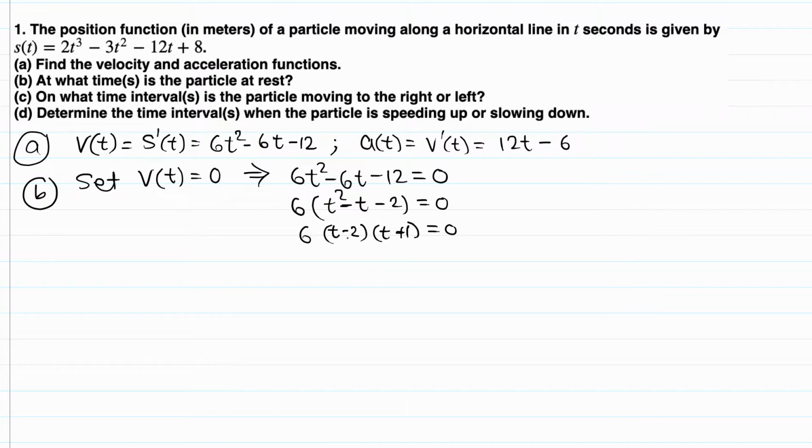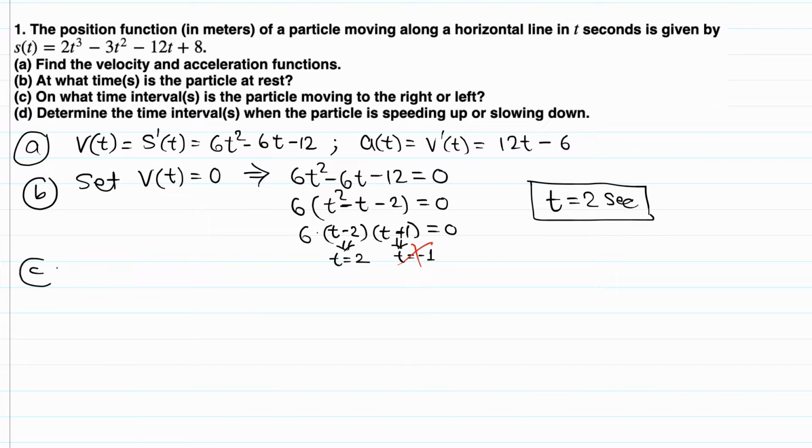Now we can divide both sides by 6. So 6 has no contribution in finding t. So t minus 2 equals 0, or t plus 1 equals 0. From this, t minus 2 is 0 when t equals 2, and t plus 1 is 0 when t equals negative 1. So we got 2 and negative 1. But time is always measured positive, so we need to disregard that. So for part B, at what times the particle is at rest: just t equals 2, and we can write seconds.